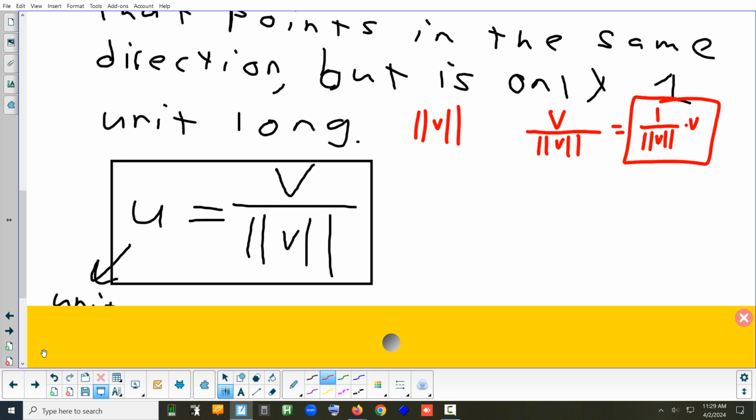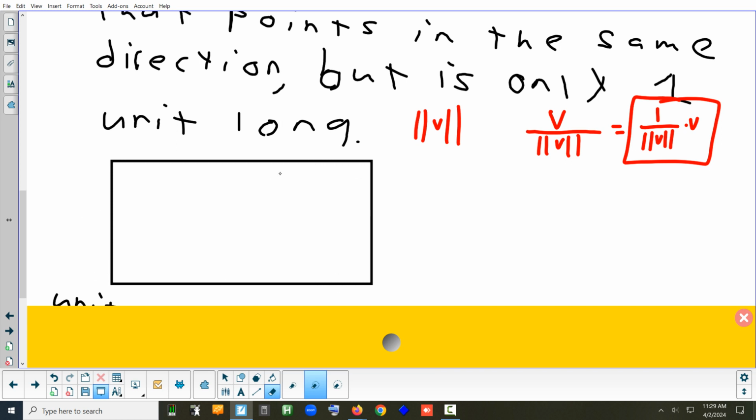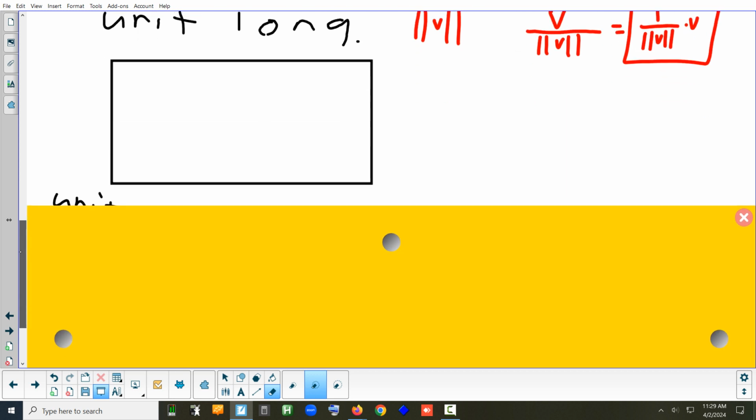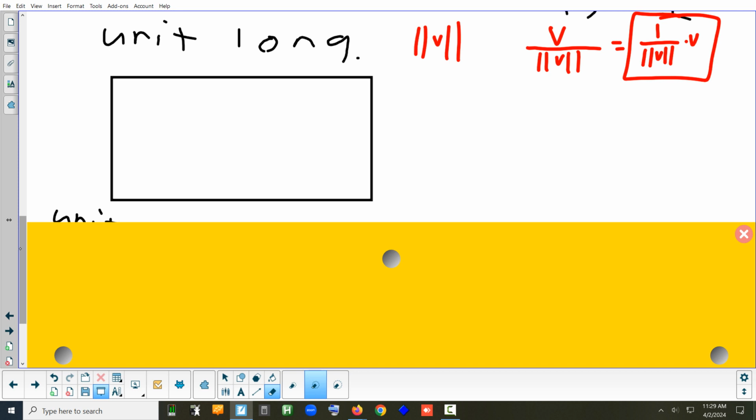That's basically what I just wrote, so don't worry about that. We wrote it over there. Now, if you have a vector and it already has a length of 1, then you don't have to do anything. You're good. It's a unit vector. If it doesn't have a length of 1, and it says to make it a unit vector, then you have to fix it.